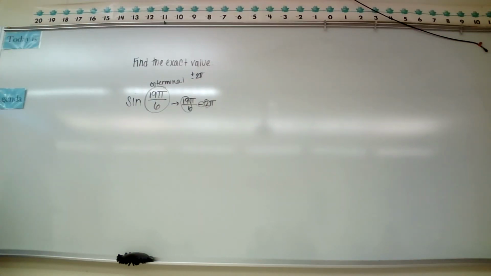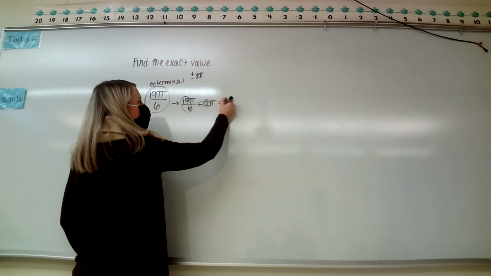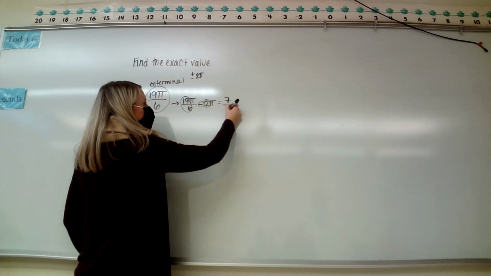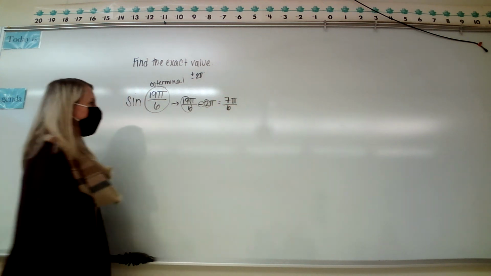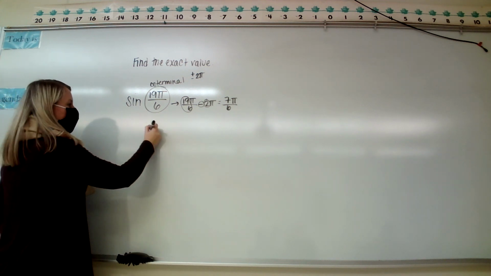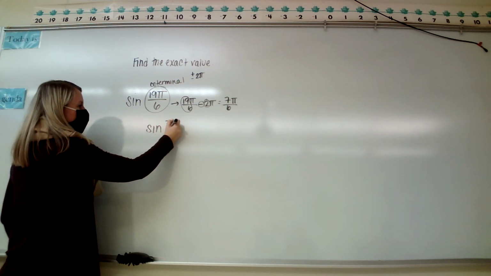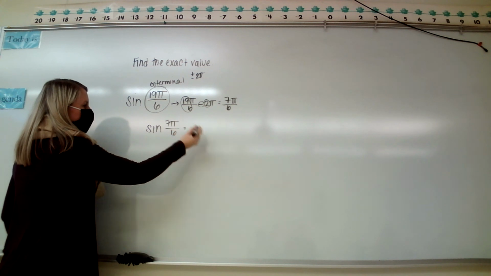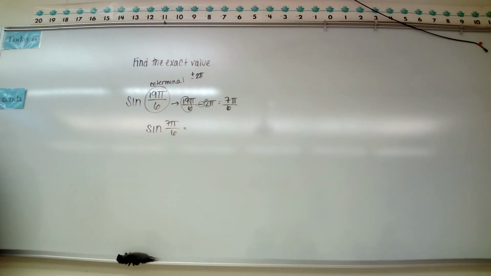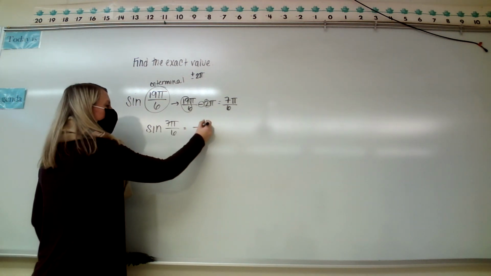So we have 19 over 6 minus 2. You can use that Desmos one, or if you have a scientific one, go for it. And that's going to give me 7 over 6. And I put that pi back in. So now I remind myself, I'm really finding the sine of 7 pi over 6. And then I can just look up right in my chart. The sine of 7 pi over 6 is negative 1/2. And then you'd be done.